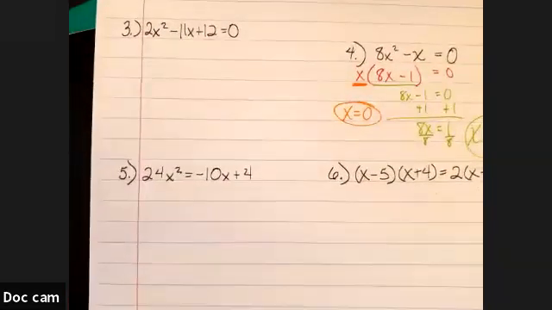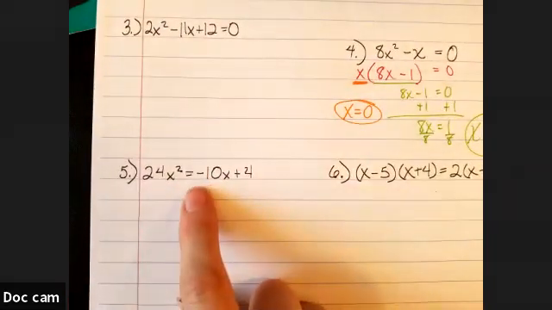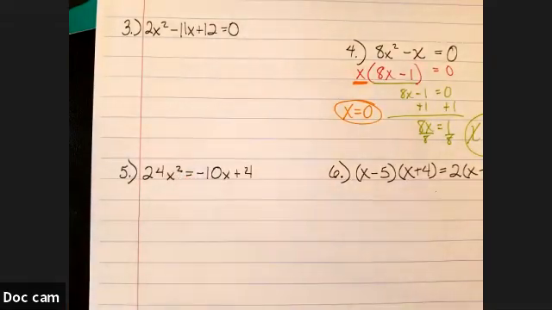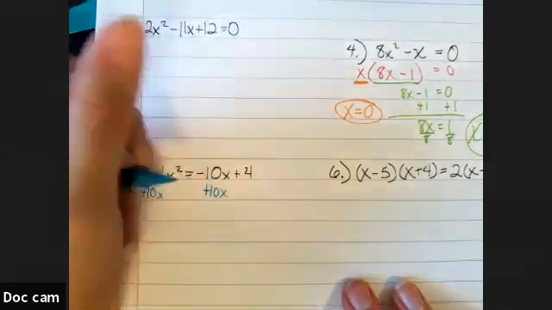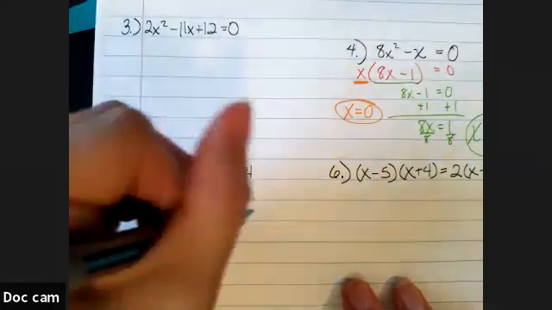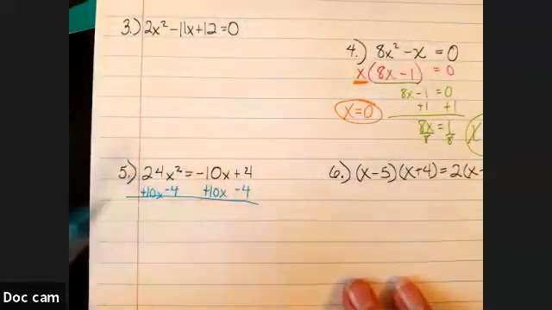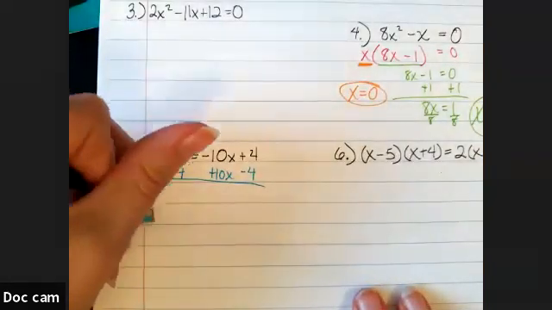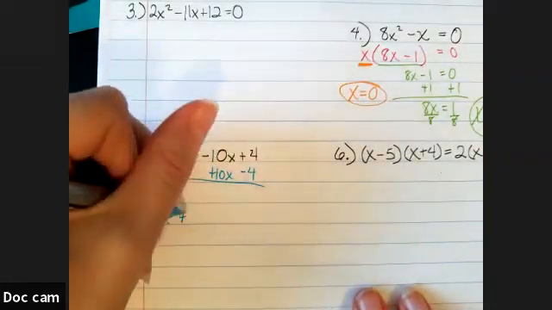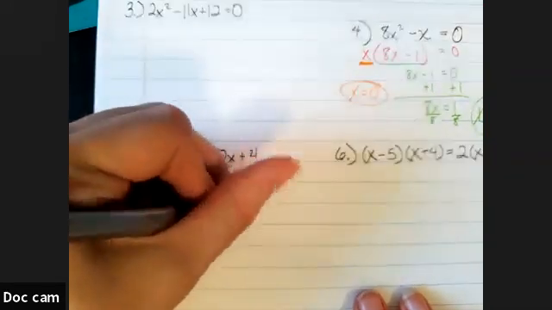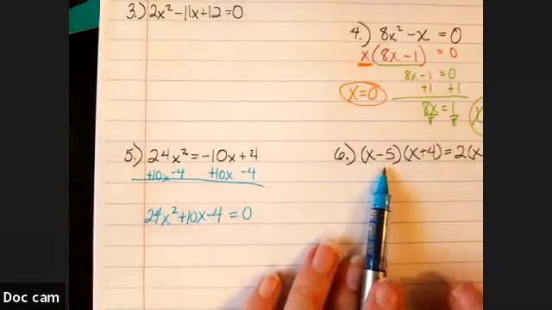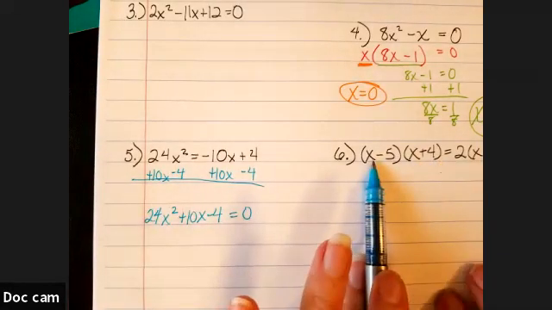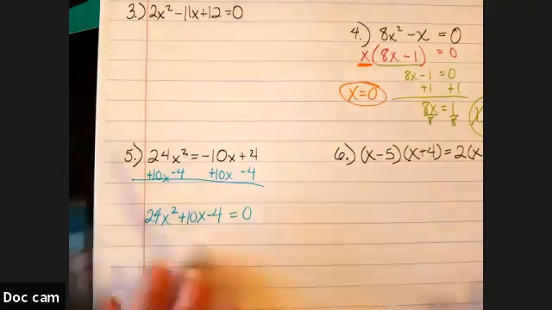And on number 5, your first step would be to make sure you get everything over to the left side. So you would be adding 10x to both sides, and subtracting 4 from both sides. None of those are like terms over here, so all you really do is write down 24x squared plus 10x minus 4 equals 0. And then from there you could factor it and all that. On this one right here, you would have to actually FOIL this, distribute that, and get everything on one side.